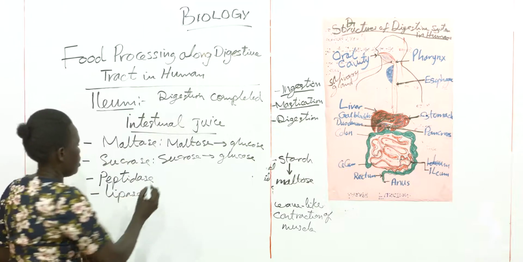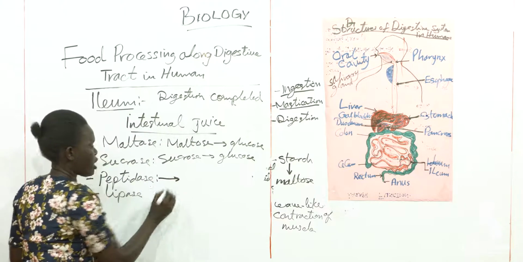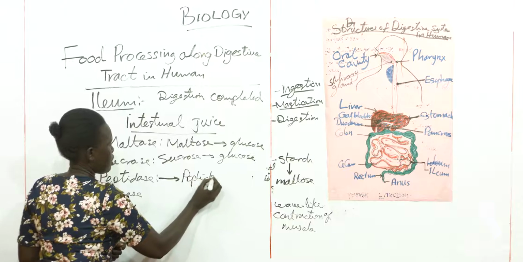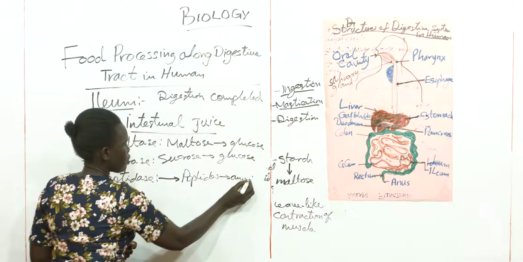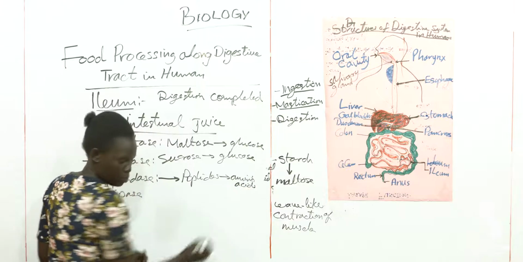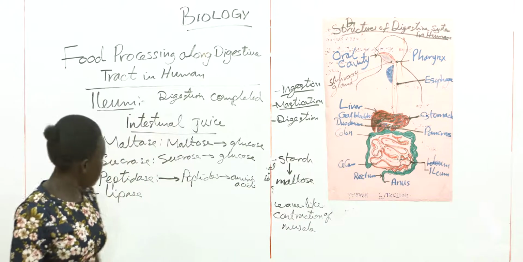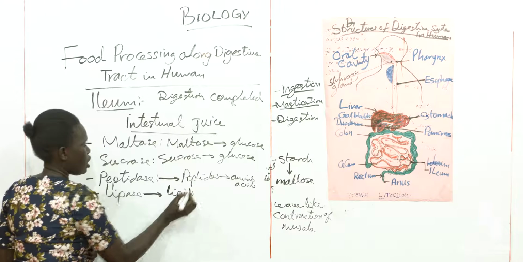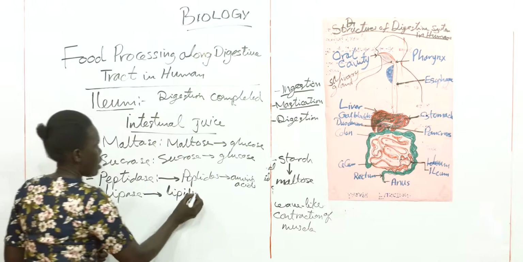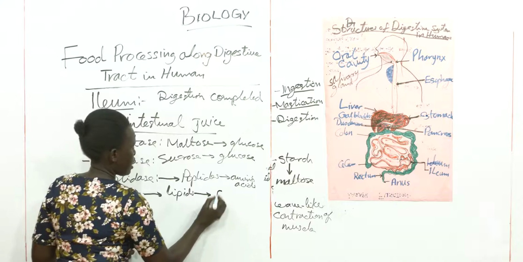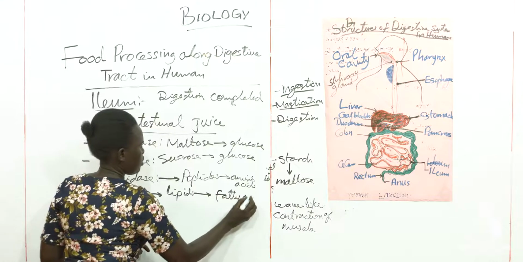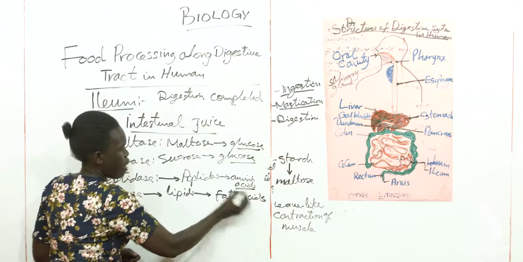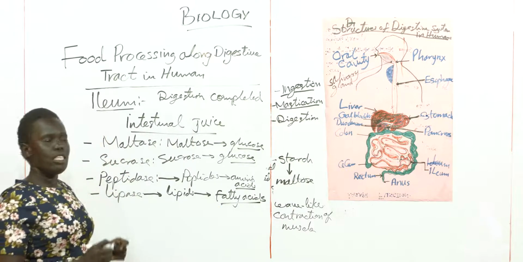Then peptidase is the one breaking peptides into amino acids. Then lipase breaks the lipids. That means the oil and fats in that food are now broken into fatty acids.